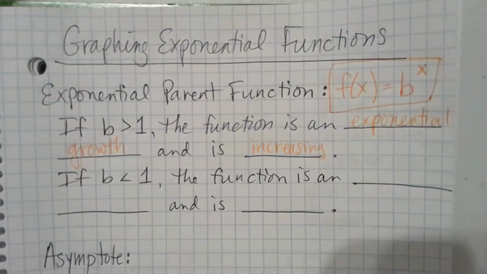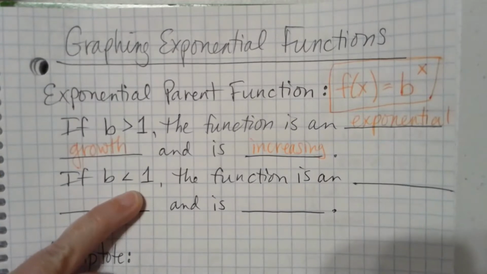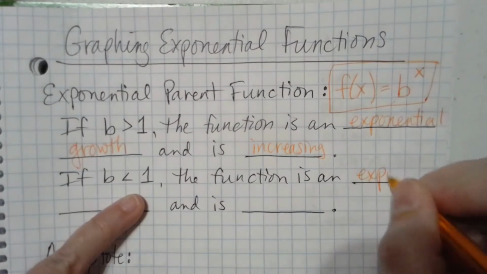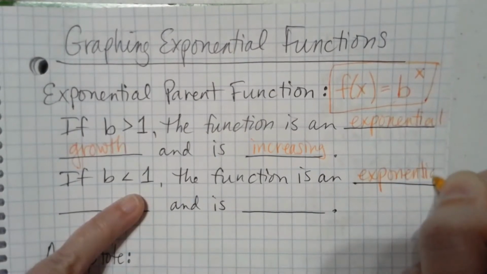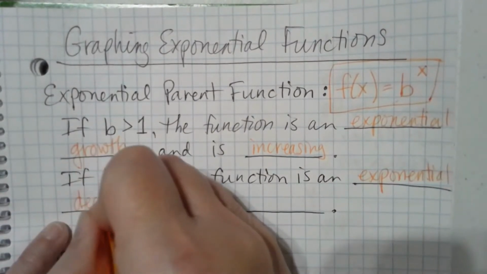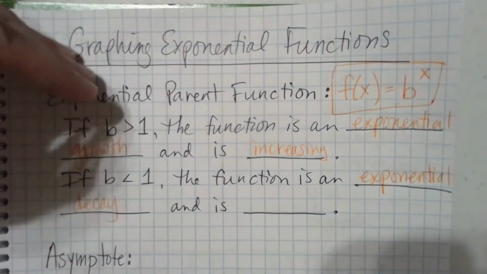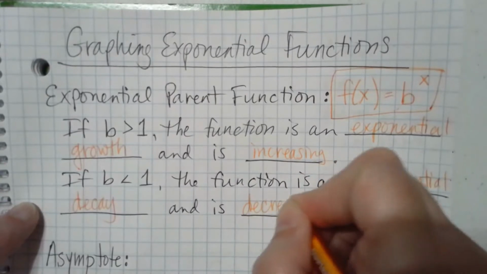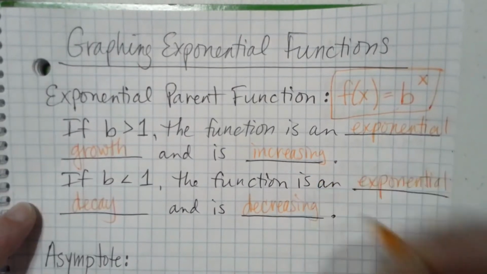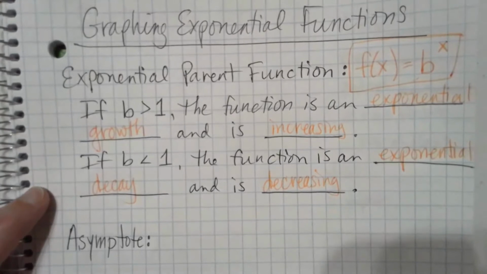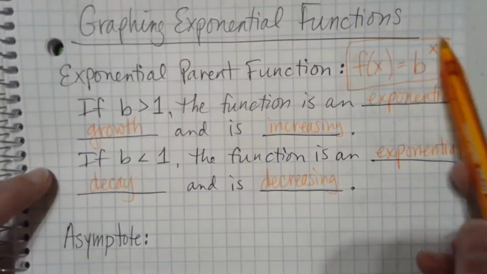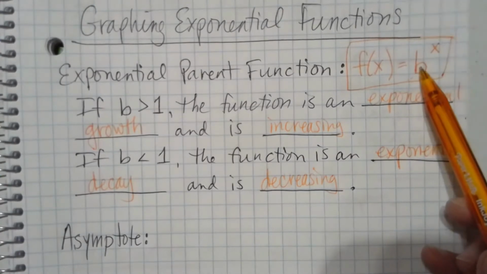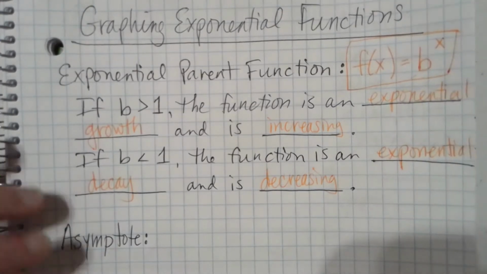Okay? If our base value is less than 1, then the function is called an exponential decay, meaning it starts high and it forever decreases from there. Forever decreasing. Okay? So that's the basic parent function, and then we are going to talk here in just a little bit how we do transformations with those as well and how we shift them around.